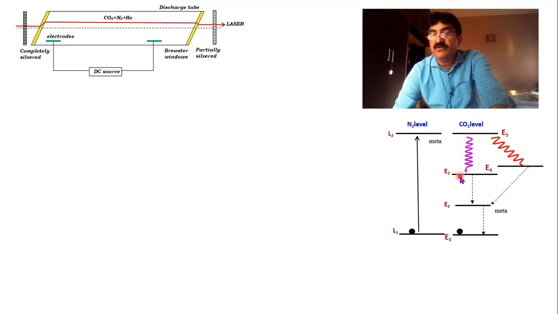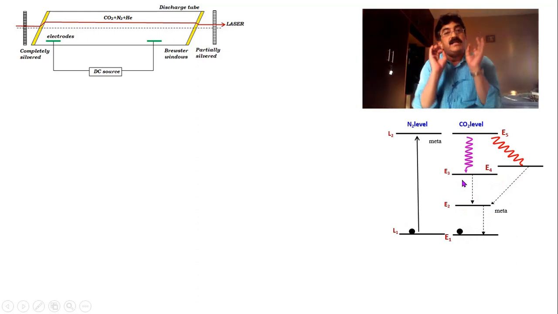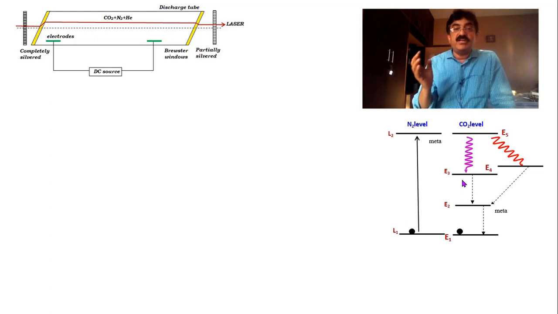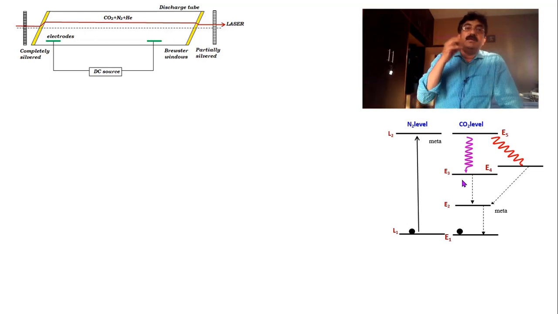That is from E5 to E3, E5 to E4, there will be stimulated emission. Only these two are stimulated emission. Don't ask me why there are no other stimulated emissions. It is not that easy to explain. We have to know the meaning of quantization, conservation, angular momentum number. There are many things involved here.